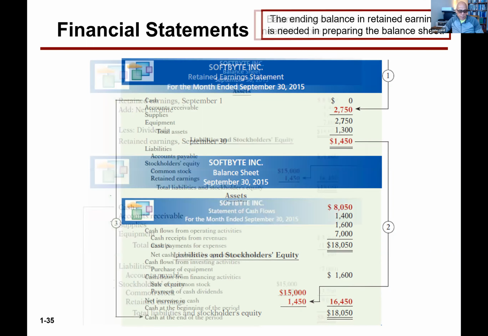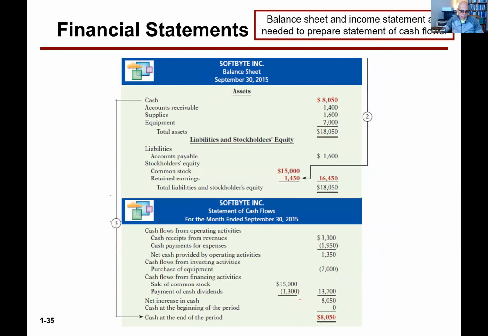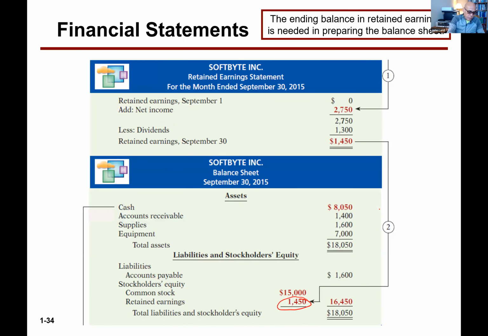And as we've said, the statement of cash flows will come up in a different class, which is right here. So the third thing we prepare is the balance sheet.